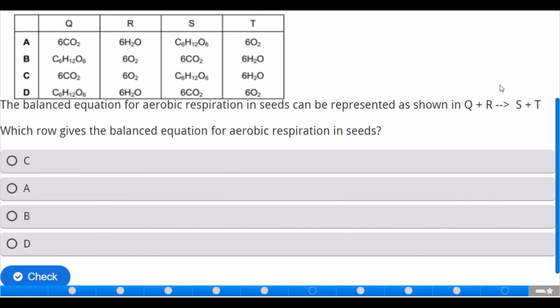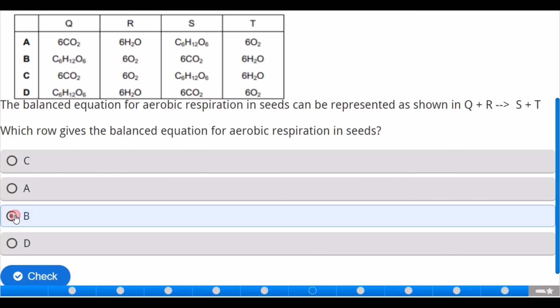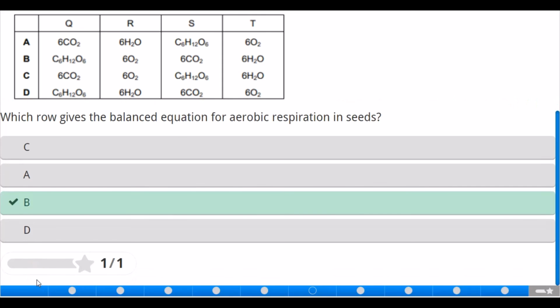One last question. It says the balanced equation for aerobic respiration in seeds can be represented as shown in QRST on the table. Which row gives the balanced equation for aerobic respiration in seeds? That'll be glucose plus oxygen to give carbon dioxide and water, and so that'll be B. Let's check. Yes, we are correct.